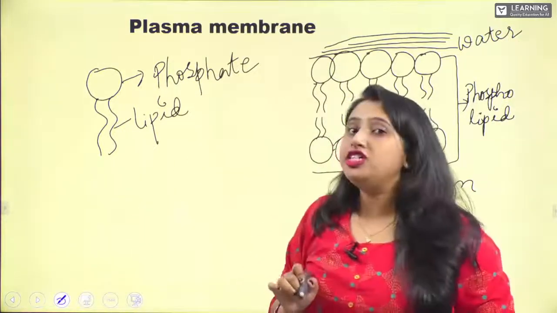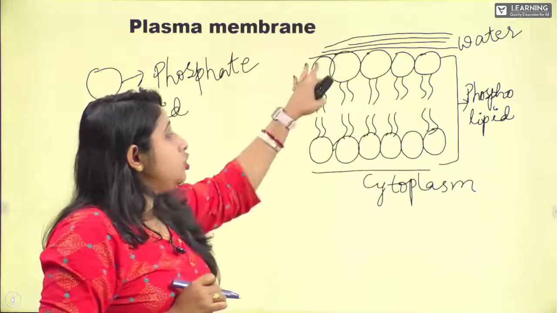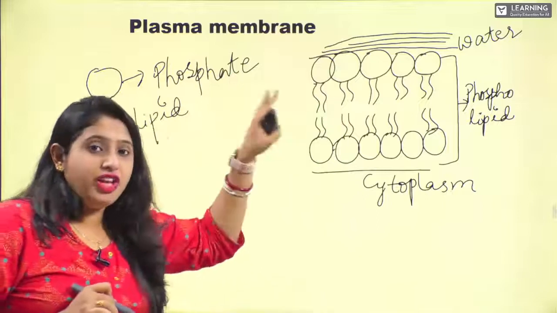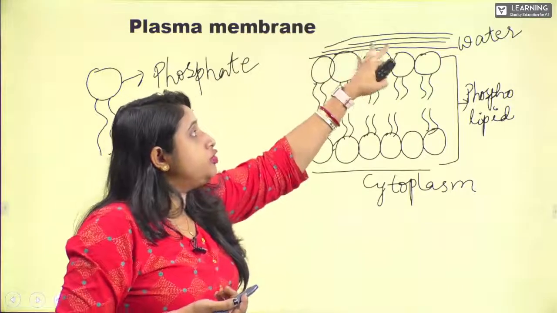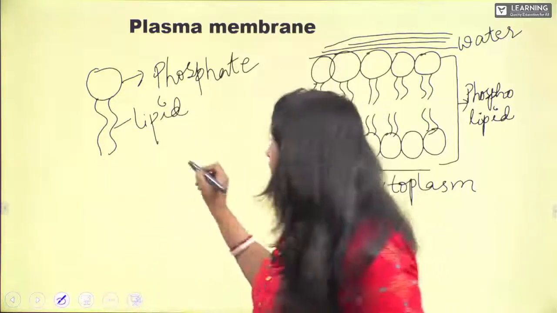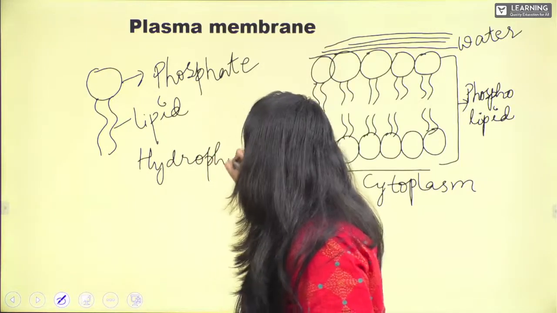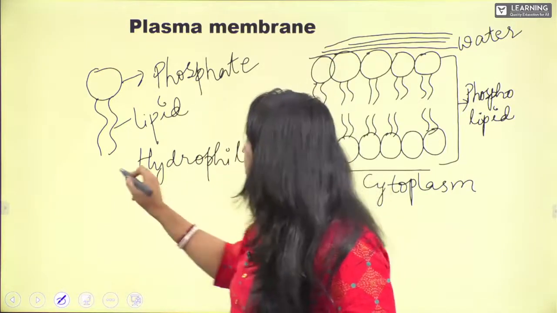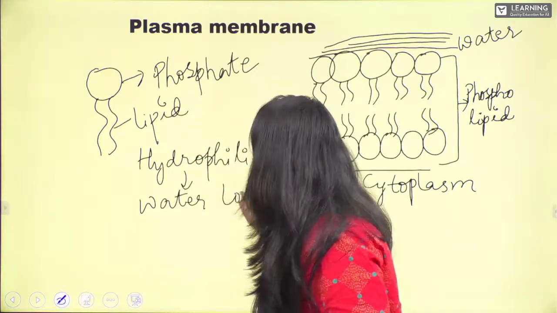So they are facing towards the water. Those are known as hydrophilic, okay? Philic means loving. So the phosphate groups which are facing towards the water are known as hydrophilic, okay? Hydrophilic means water loving.